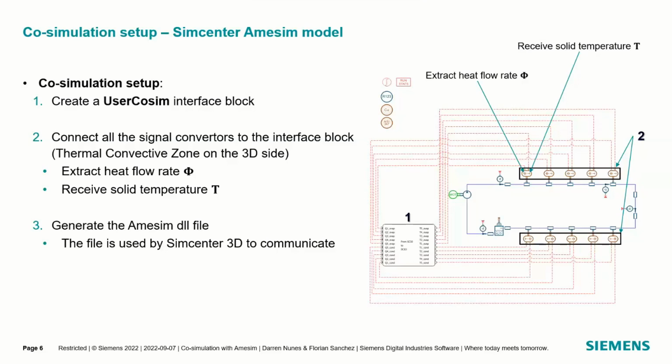And for this use case, we decided to extract the heat flow rate from the AmSim model and send back the solid temperature that we will compute on the 3D side. And we did that for each leg of the serpentine. And the last step is to generate the AmSim DLL file. This file is used by SimCenter 3D to communicate. So it's really our open door, and I would say our communication way, to communicate between the solvers. Once you have generated this file, you can proceed with the SimCenter 3D model setup for co-simulation.